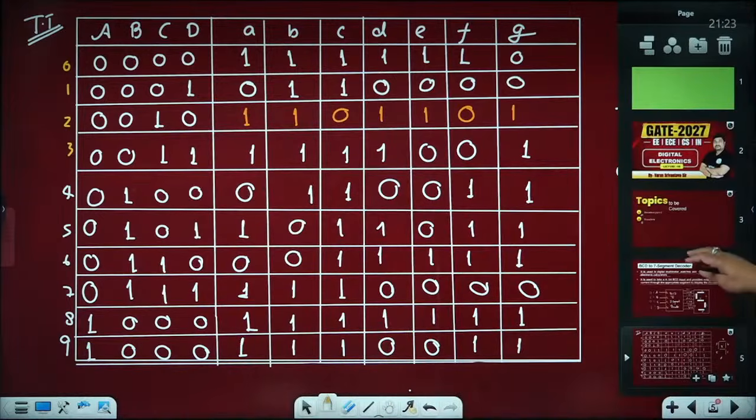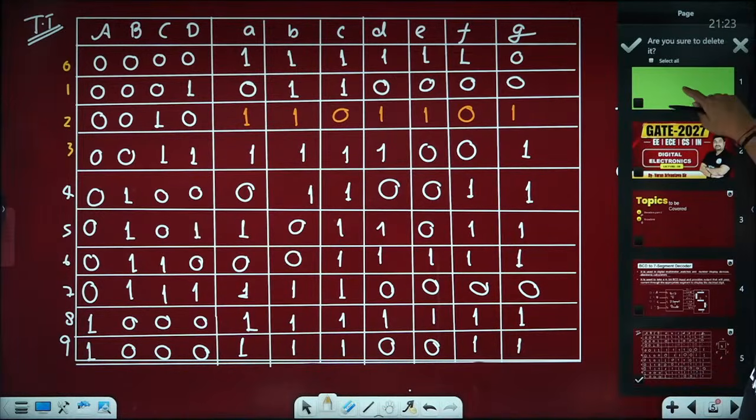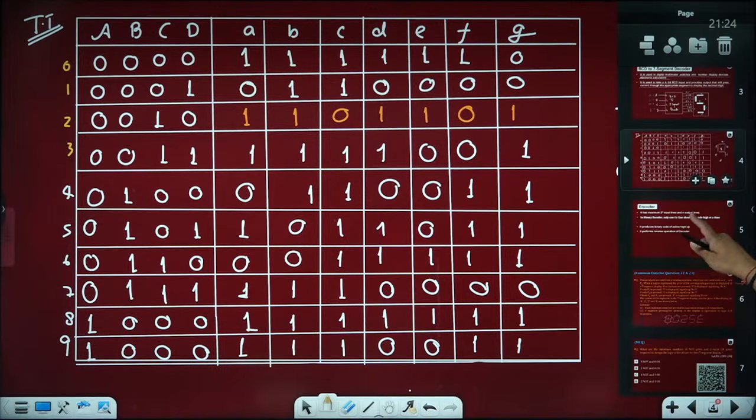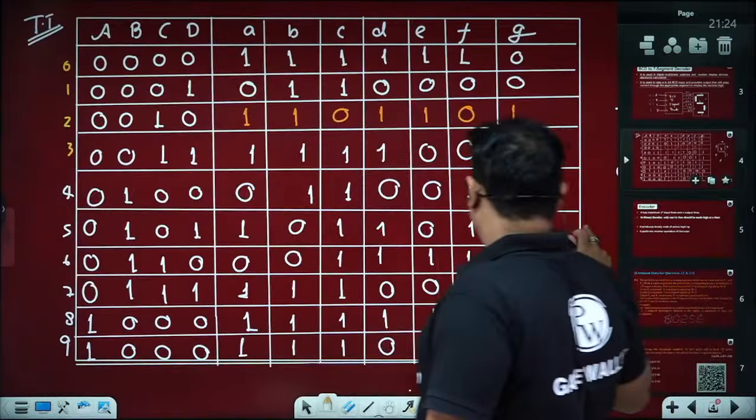There is no restriction of class 12th marks, beta ji. For GATE, there is no restriction of class 12th marks. Okay. Only GATE score is important for you.